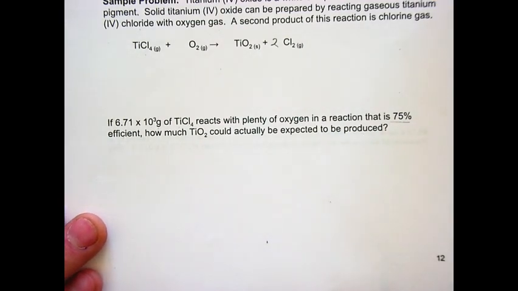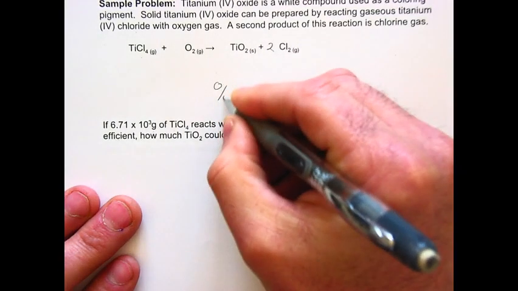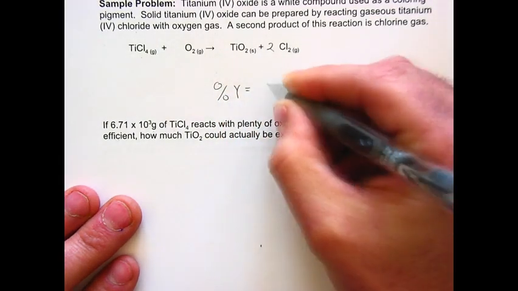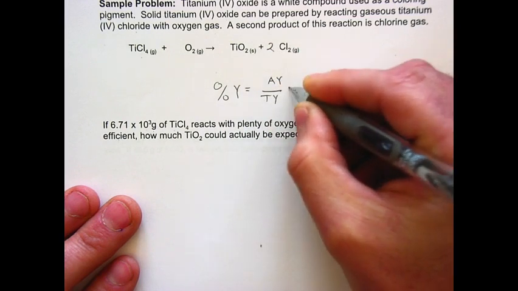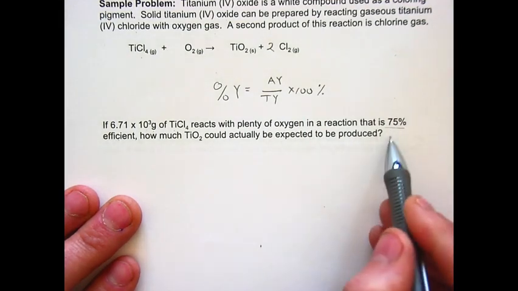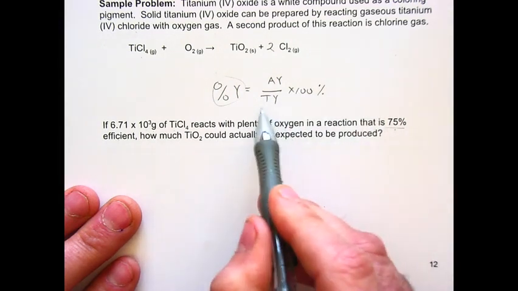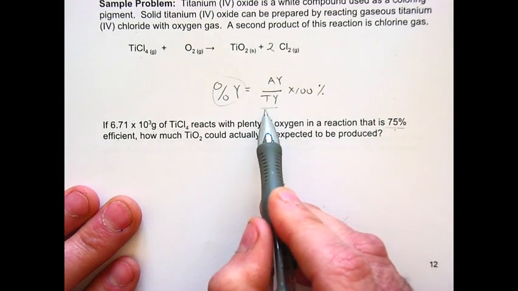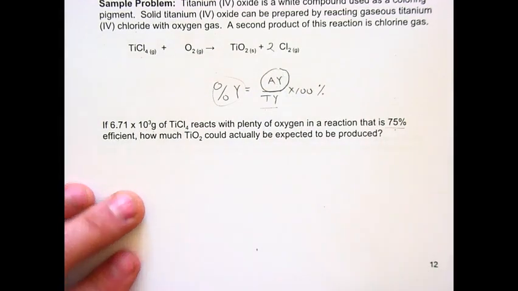Now, in this reaction, again, this is a percent yield. Percent yield is equal to actual yield divided by theoretical yield times 100%. Since they give us the percent, and since we always calculate the theoretical yield, in this problem we are going to be looking for the actual yield.